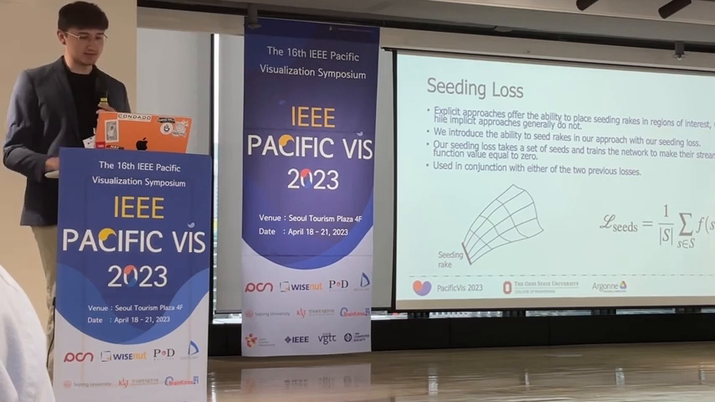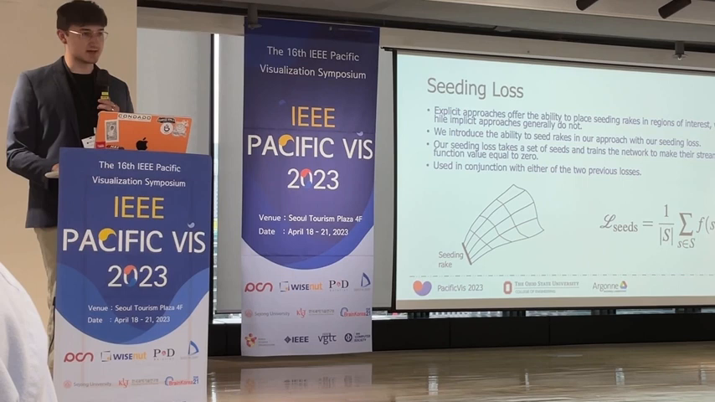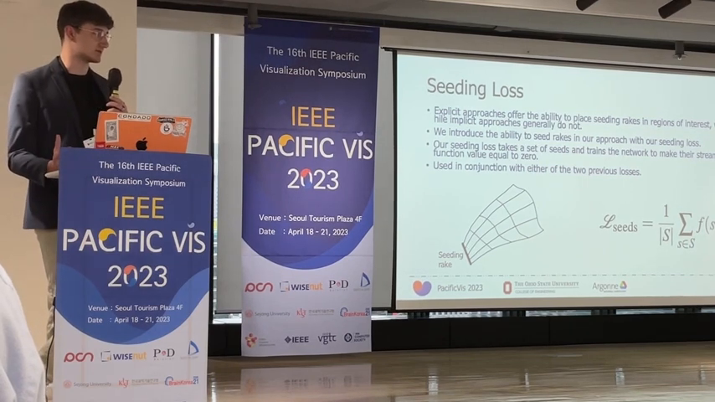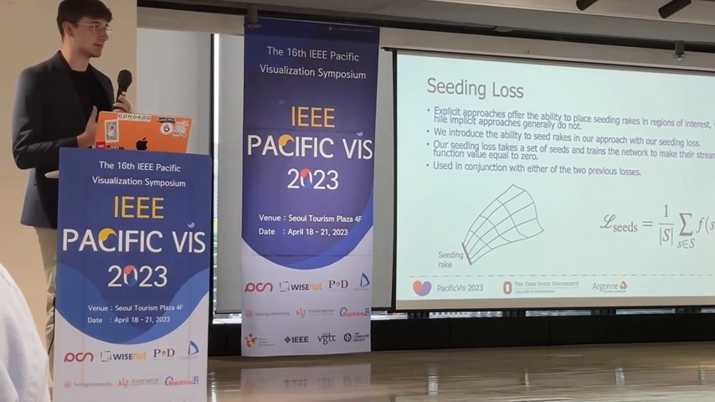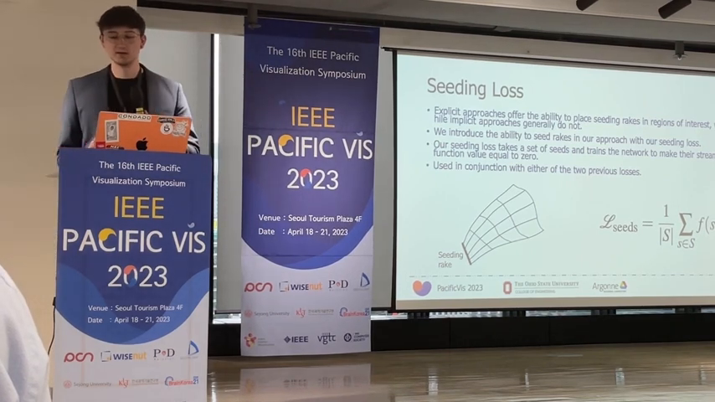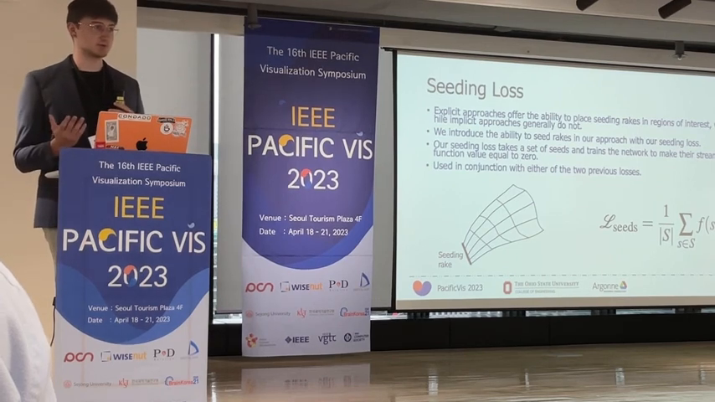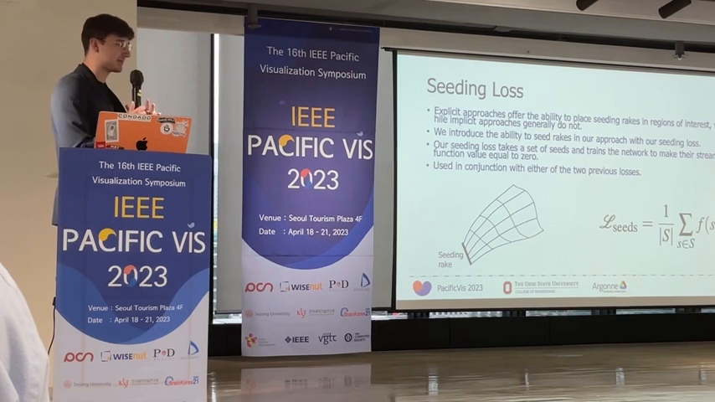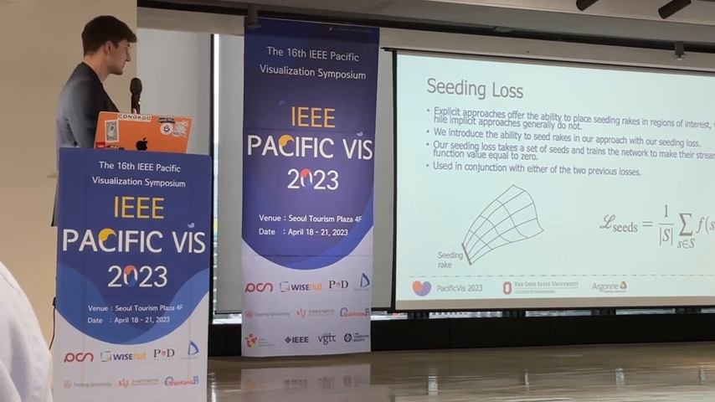The last contribution we have in this paper is to try to bridge the gap between explicit and implicit representations. As I mentioned, the explicit representations have the advantage that you can drop a seeding rake wherever you like in the volume and advect it through the volume. In the implicit approach, you generally cannot do that, but we want to try to bridge that gap by allowing you to do that with an implicit representation.